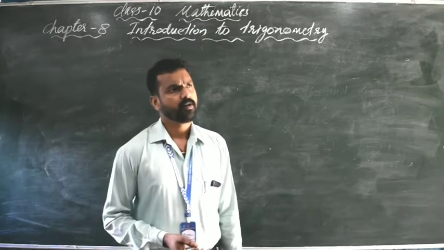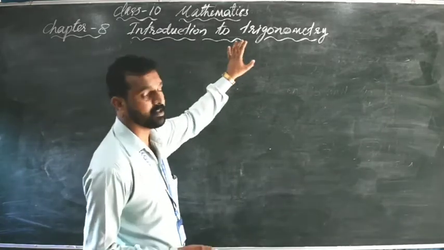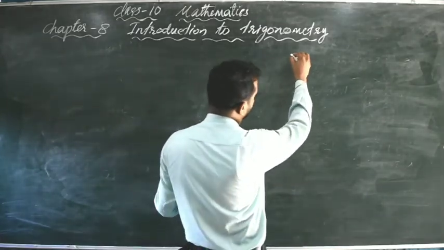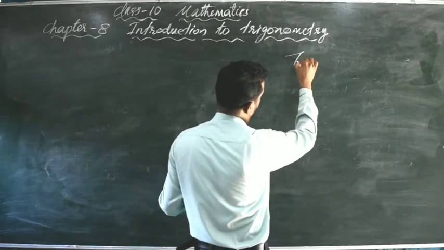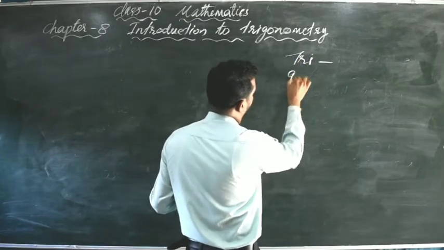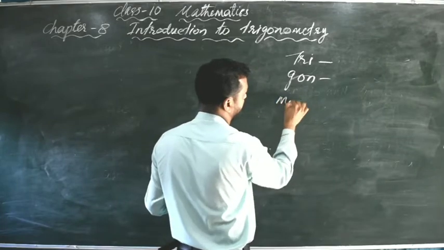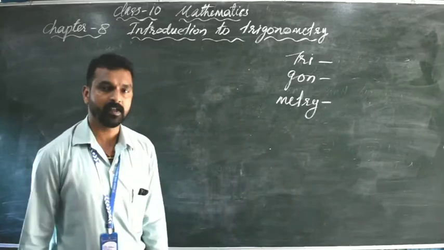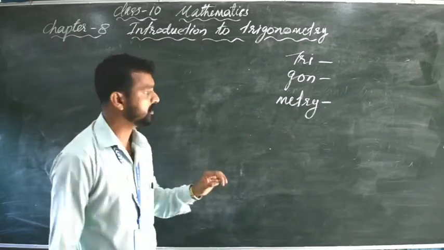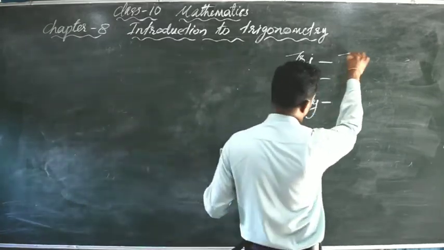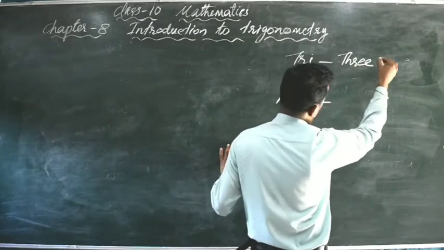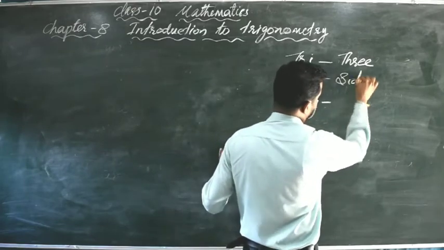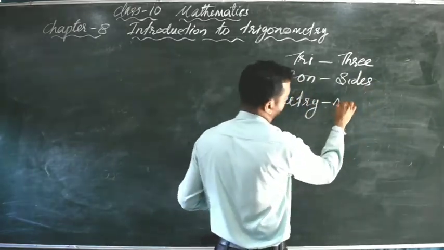Okay, now first we have to understand the meaning of this trigonometry. This word trigonometry came from three Greek words: tri, gon and metric. Tri means three. In Greek its meaning is three. Three, they used to say tri. Gon means sides, and metric means measure.